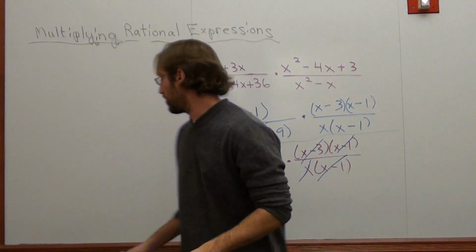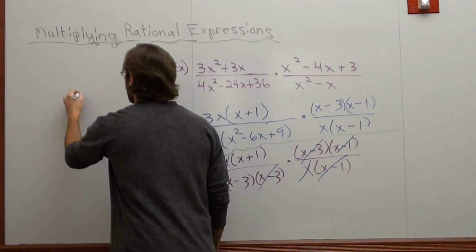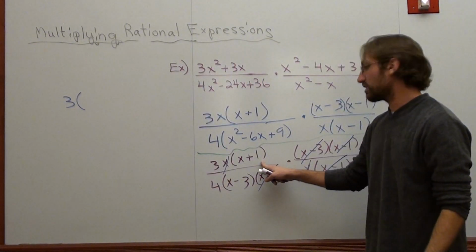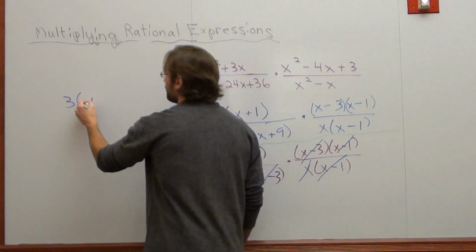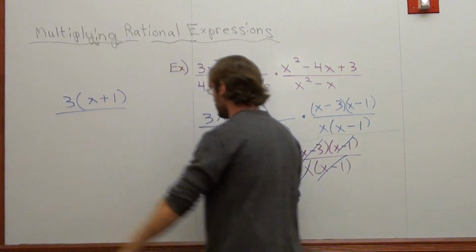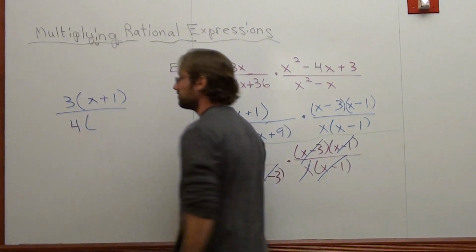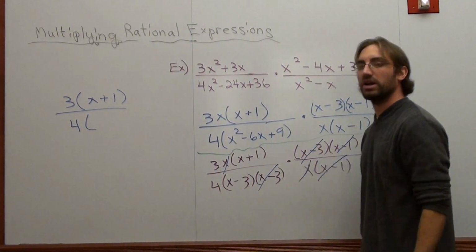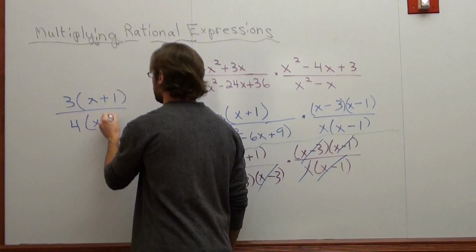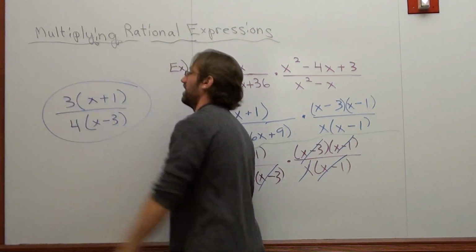And what you have left is you have a 3. I'm going to write my answer here. And you have an x plus 1 over, you have 4. You have an x minus 3. And you factor that monstrosity.